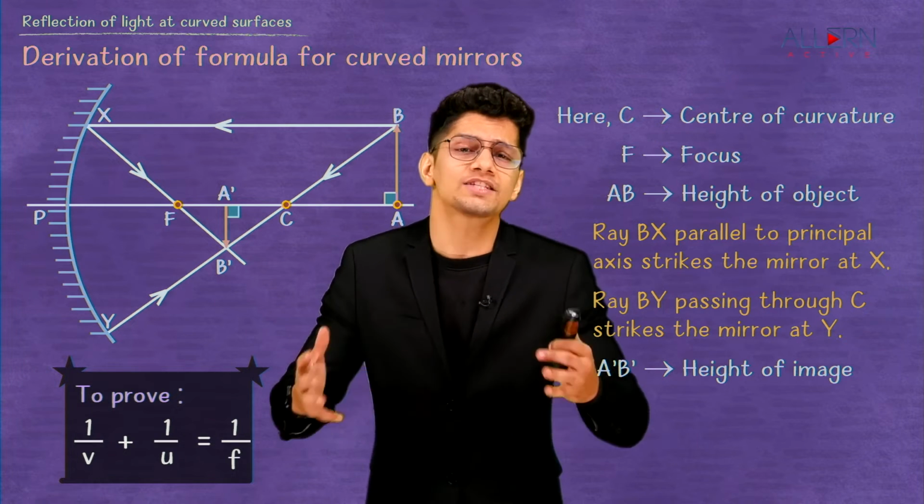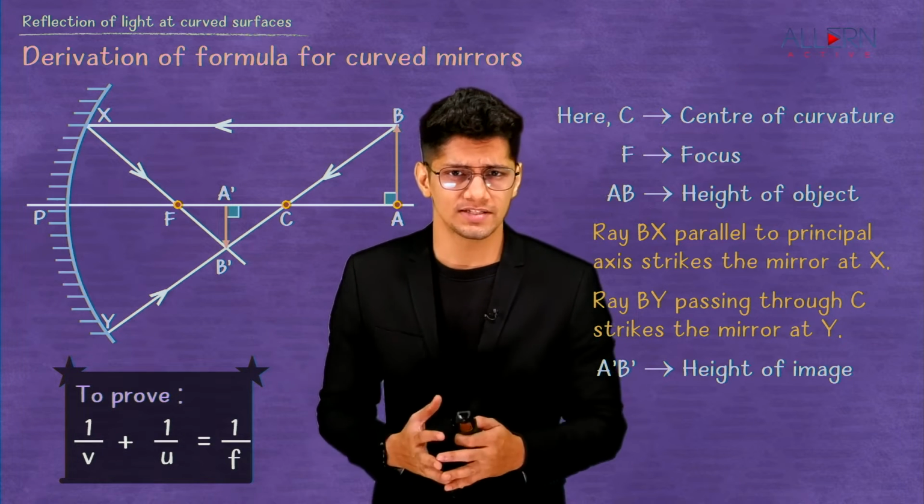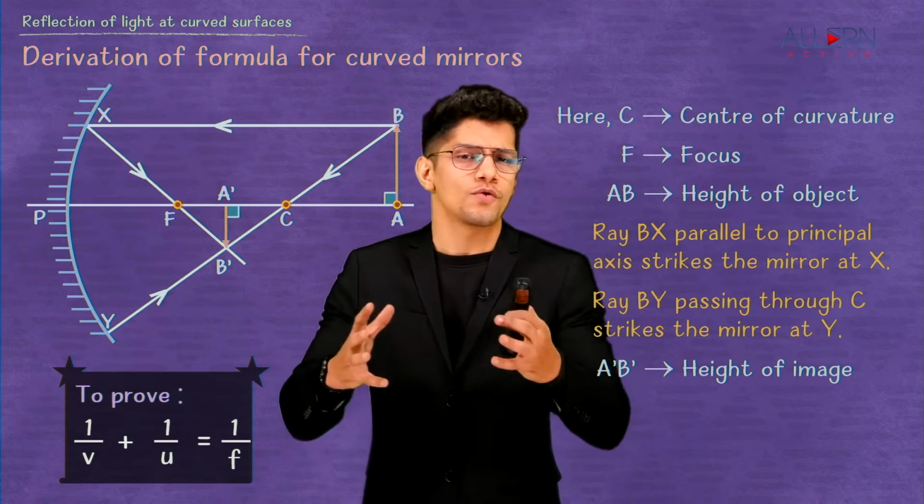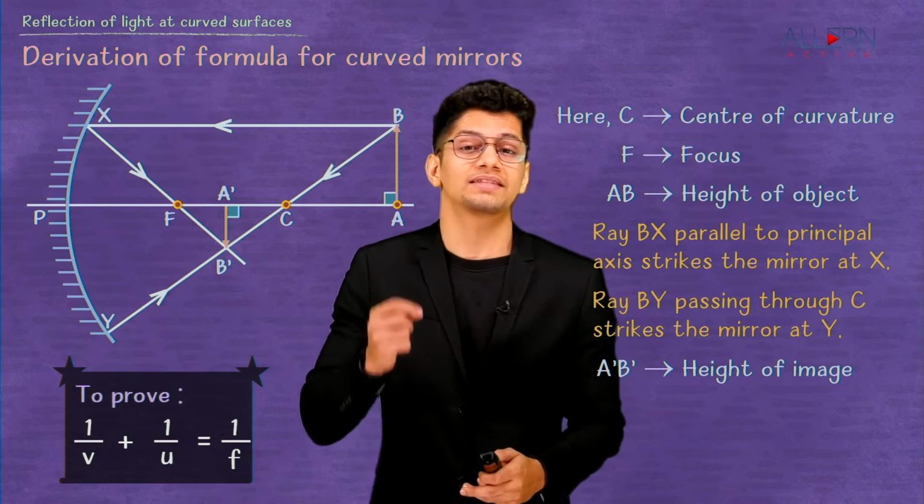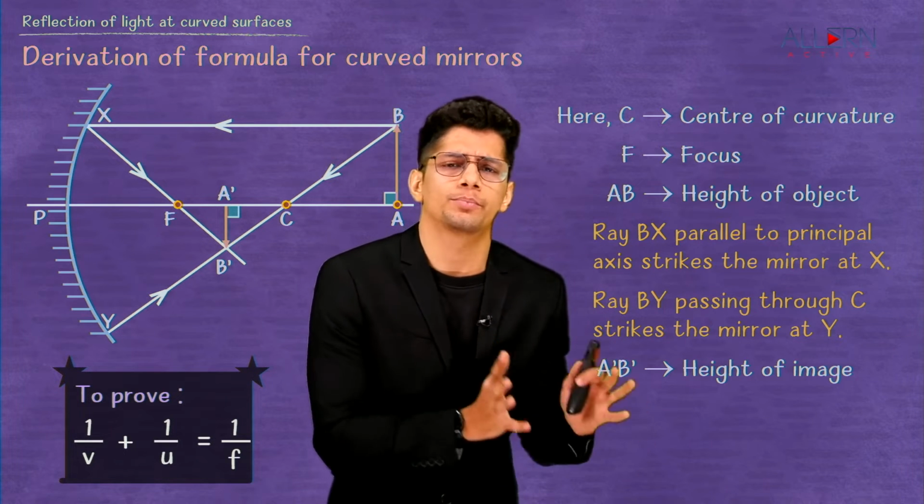Now, what else do we know? We know the object distance, we know the image distance, and we know the focal length. And we know one more thing, that is the radius of curvature. That is what we are supposed to write.